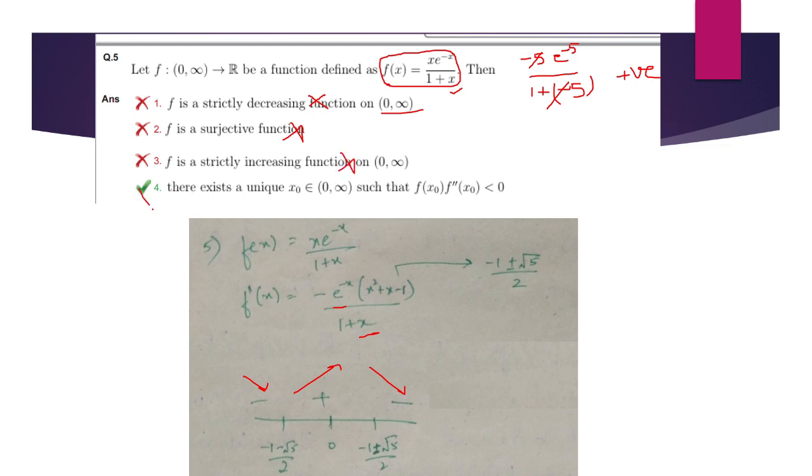So the fourth option is the correct option. If you want to verify, you can do a double derivative and check, or you can check from here itself that if it is decreasing, increasing and decreasing, there is a sign change in this range, and you can verify, but no need to do that.